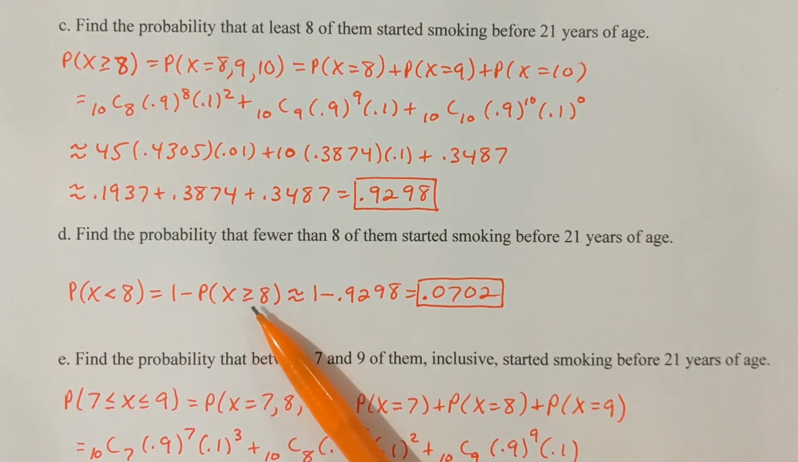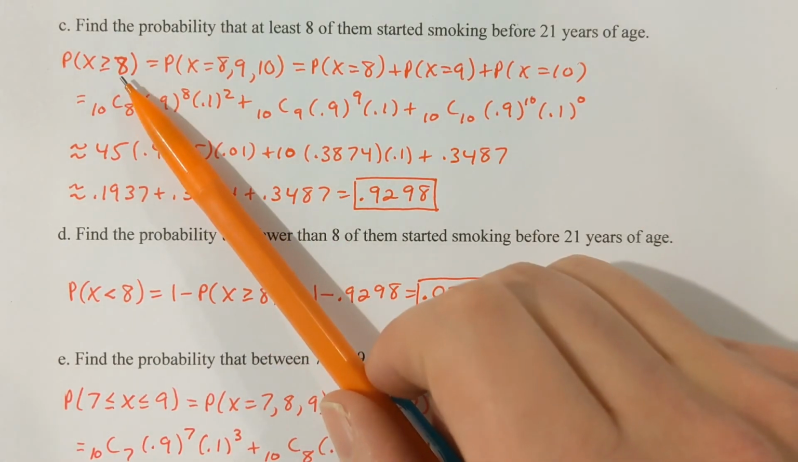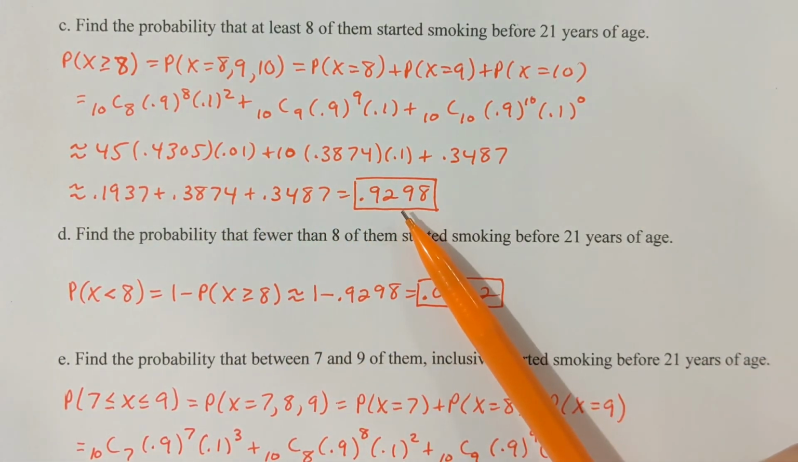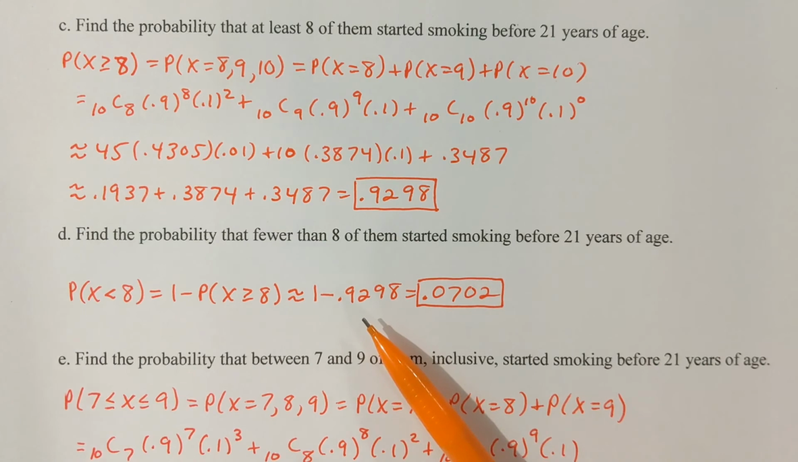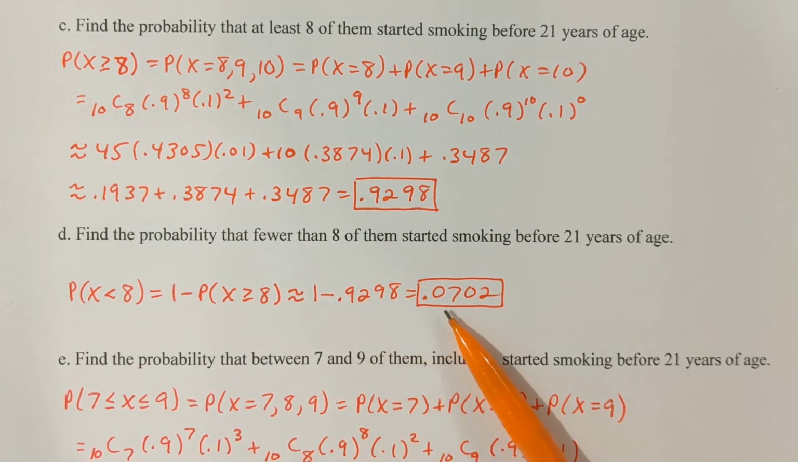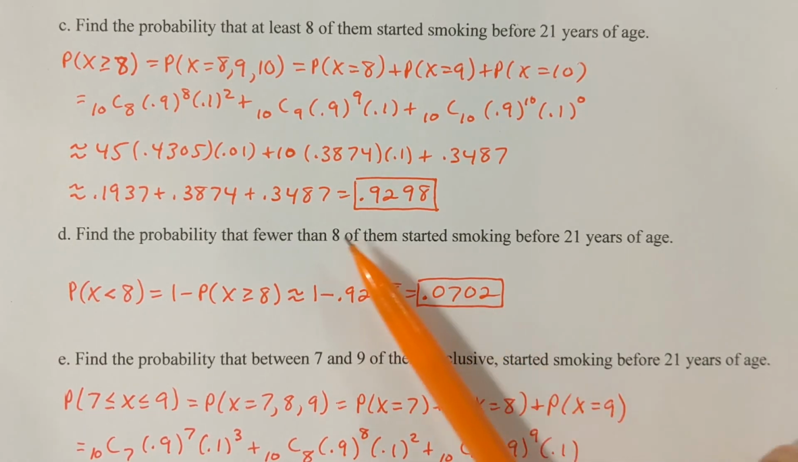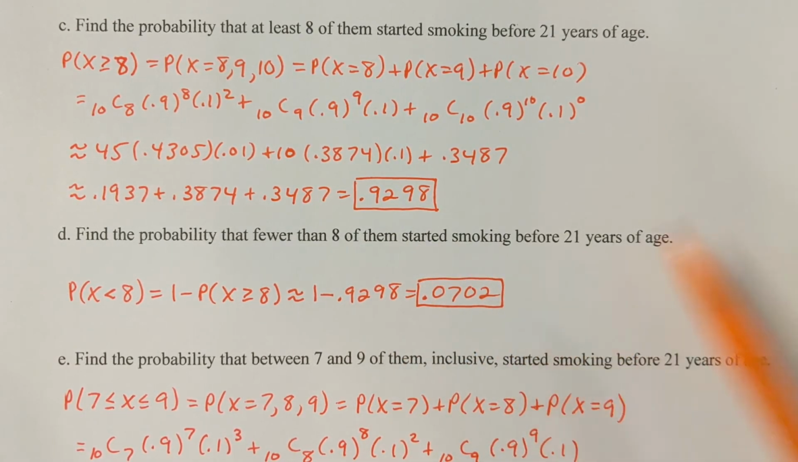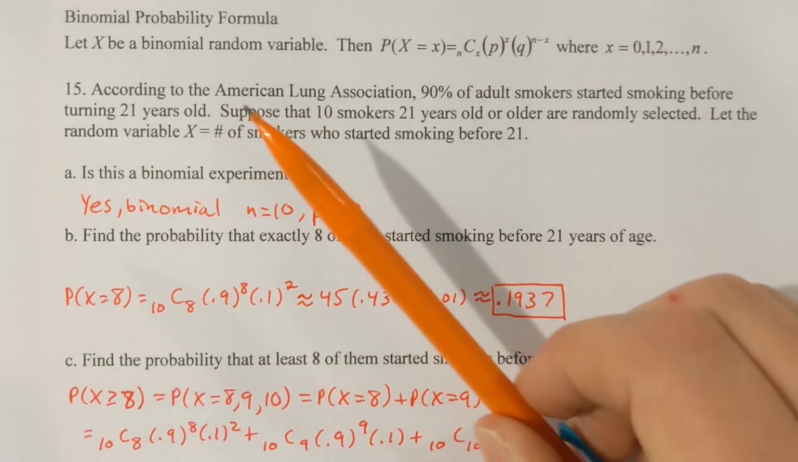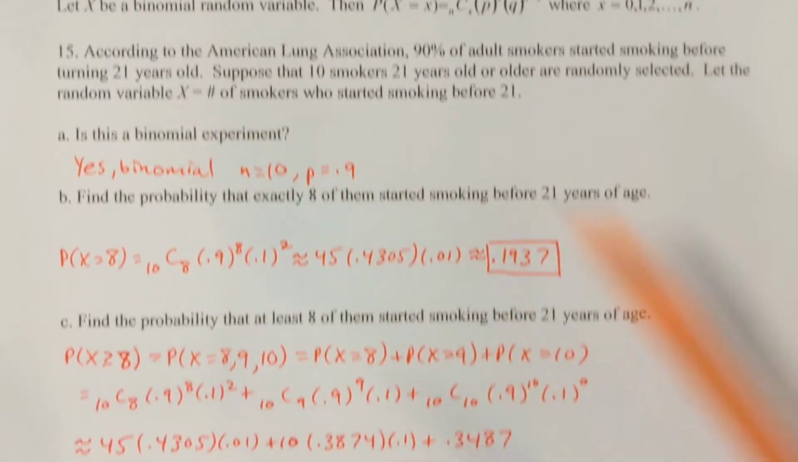Be sure that you switch the sign there. And we've already computed that probability. That was what we had done in part C. So to get the answer to part D, I'm just going to simply subtract that number from 1. So it looks like there's roughly a little bit more than a 7% chance that fewer than 8 would have started smoking before turning 21. That's unlikely to happen where you'd have fewer than 8, especially if 90% of the group started before turning 21.